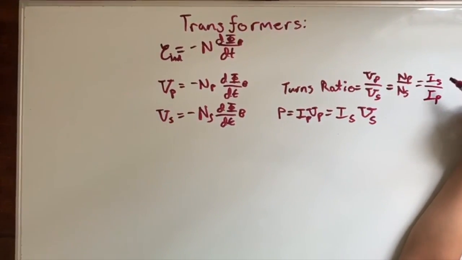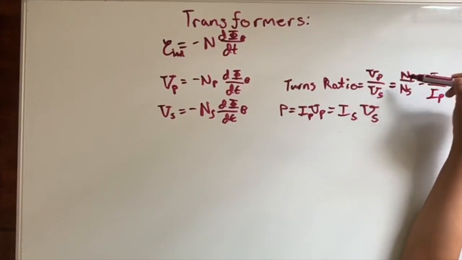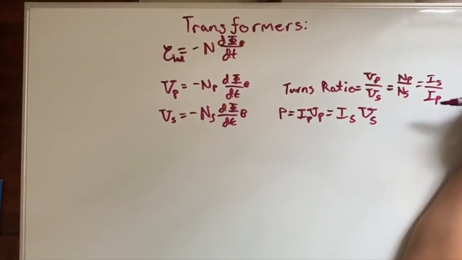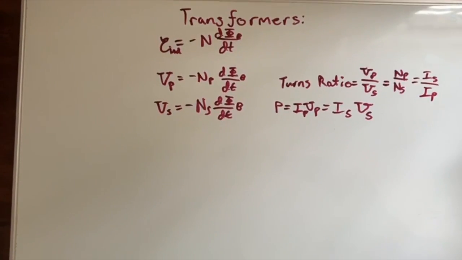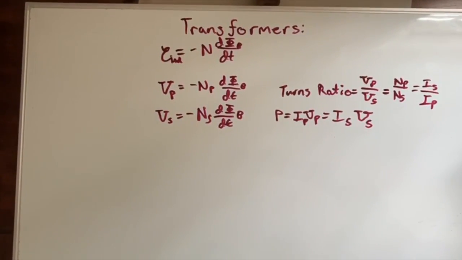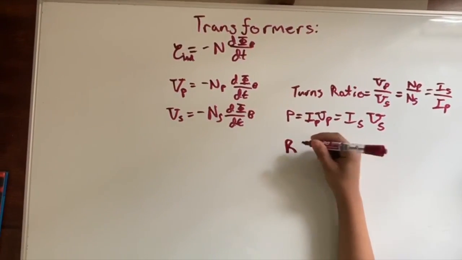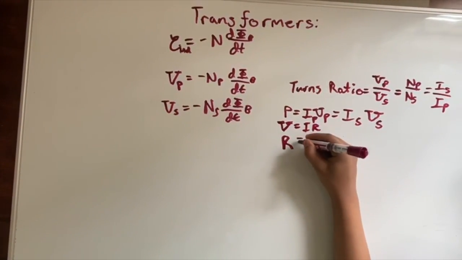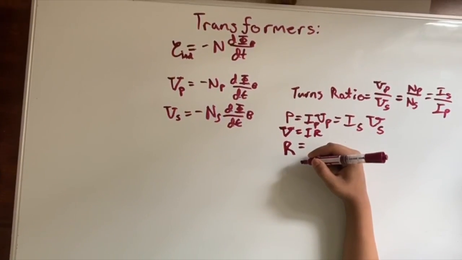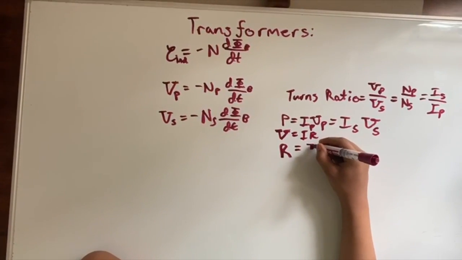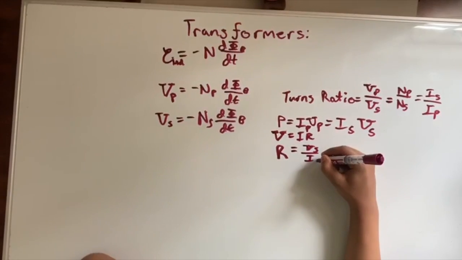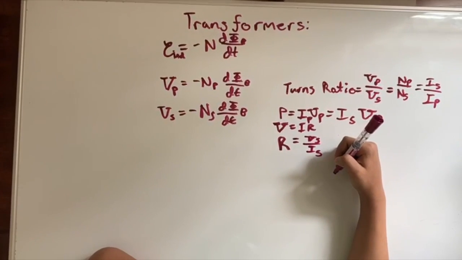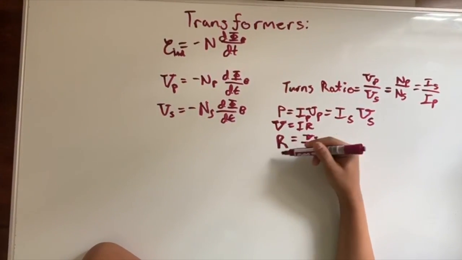The important thing to note here is that usually P is in the numerator for voltage and number of turns, but for current, it's flipped. And that's the relationship you need to know between these. If you want to go a bit further, you could use Ohm's law. You could say that V equals IR, so specifically R equals voltage in the secondary coil over current in the secondary coil. And what that'll allow you to do is put resistance in here.